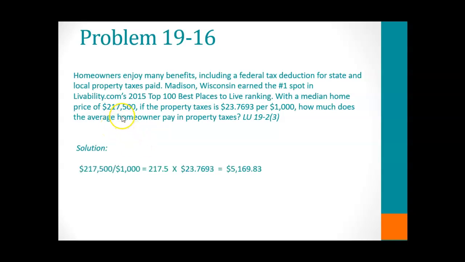So take the $217,500, divide that by the 1,000. That'll give us 217.5. Take that times the 23.7693. So the average homeowner in Madison, Wisconsin, based upon the median home price, would pay in property taxes $5,169.83.